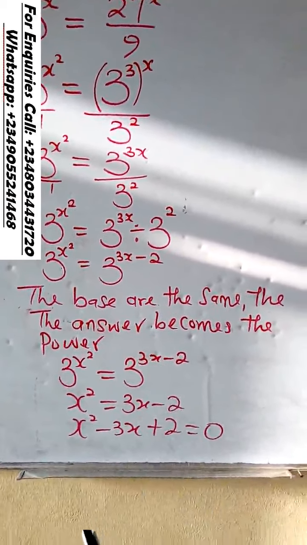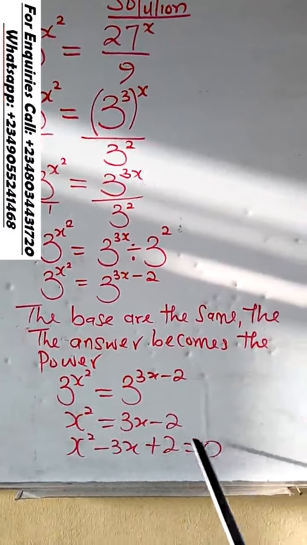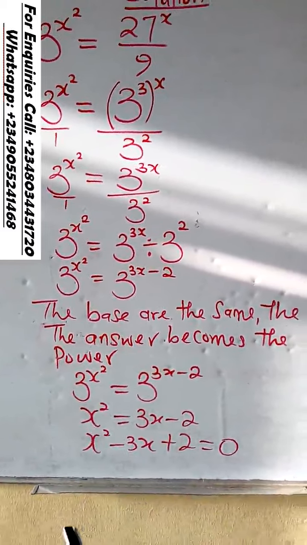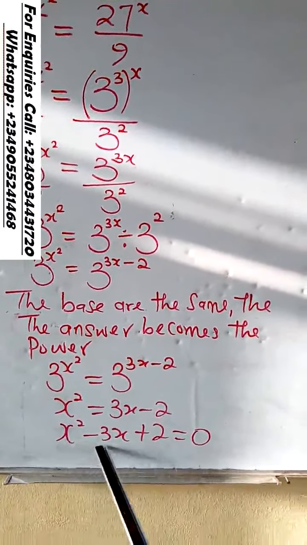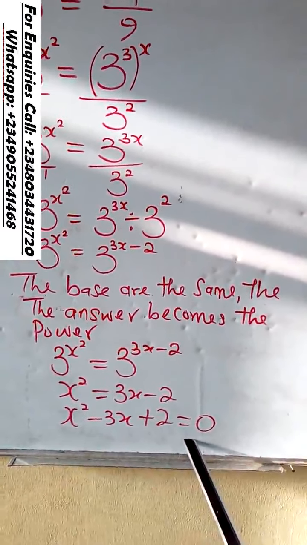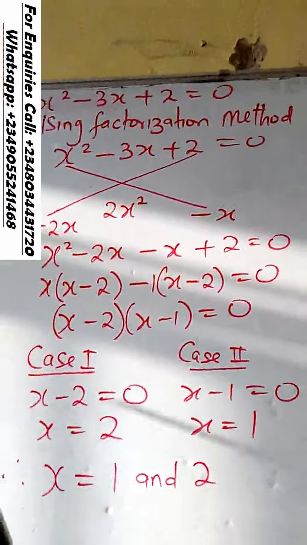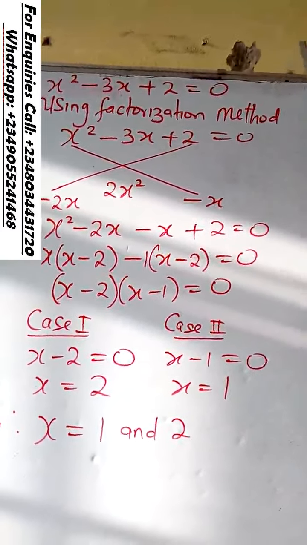So since we have x squared here, it means that this expression is quadratic because the highest power is 2. So rearrange it to give you a quadratic equation. You will have this. So if you use the factorization method, you have x squared minus 3x plus 2.